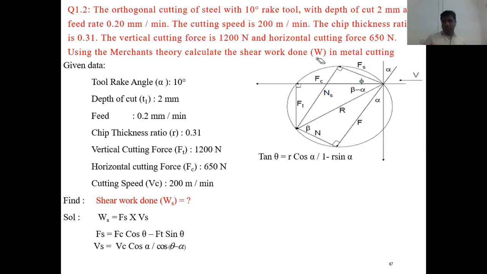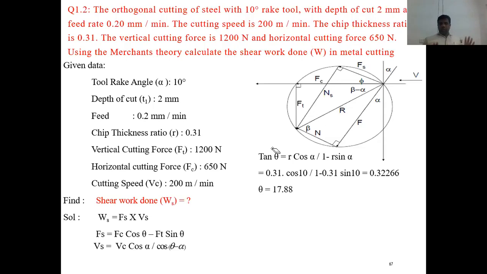We have R, which is 0.31. Alpha is also given, 10 degrees, right? If we know all these values, we can calculate the theta value. So how much theta value is coming? Substitute all these values: R is 0.31, alpha is 10, so cos 10 divided by 1 minus 0.31 into sin 10. The tan theta value is coming as 0.32266. From this you calculate the theta value. Theta is tan inverse of the numerical value you got, so theta is coming as 17.88.